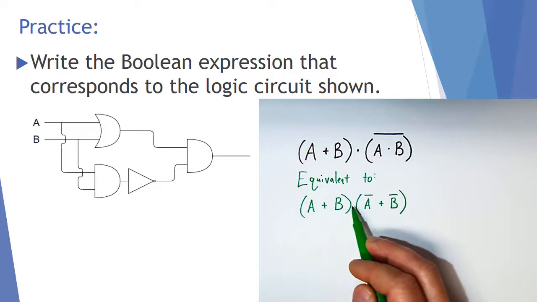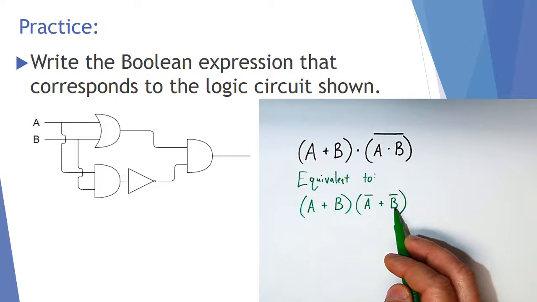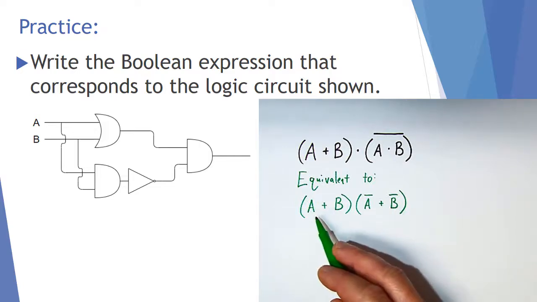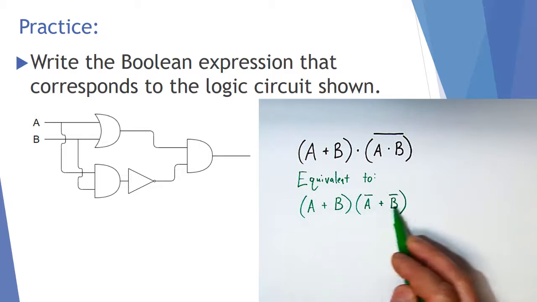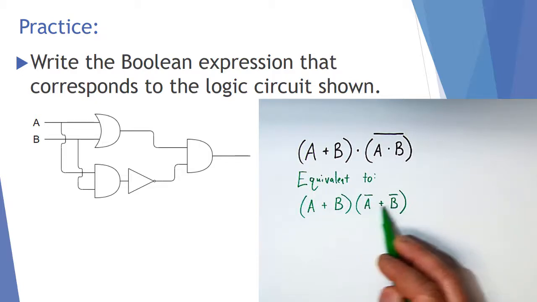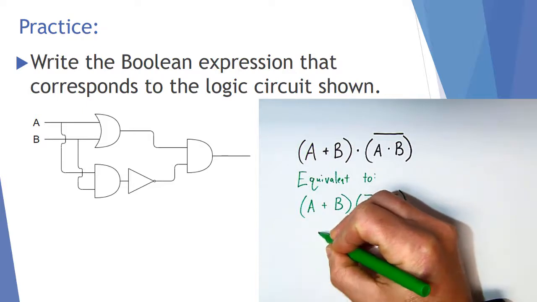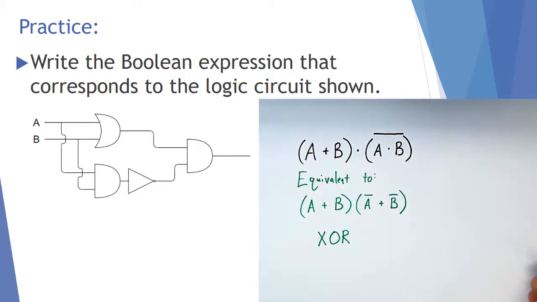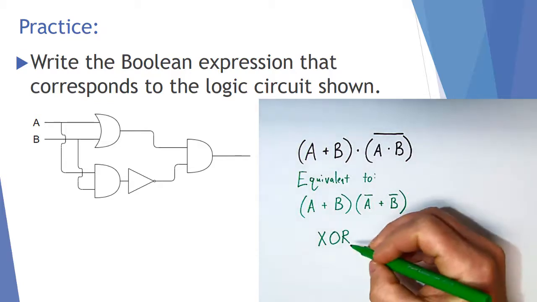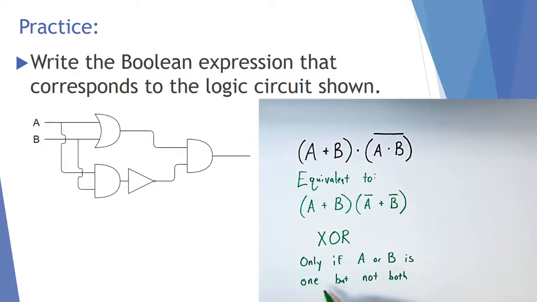In other words, we also have to have the negation of A or the negation of B giving us a 1. What that means is either A or B has to be a 1, but it also means either A or B is going to have to be a 0. And what we call this, this circuit that you see, is called the exclusive OR gate, or in other words, XOR. It passes a 1 only if A or B is a 1, but not both.